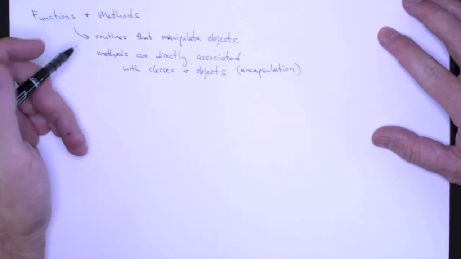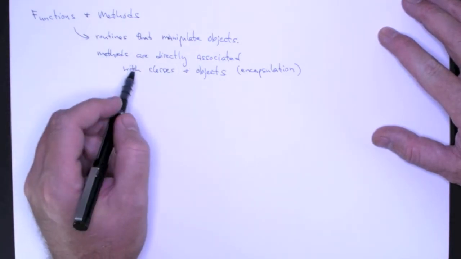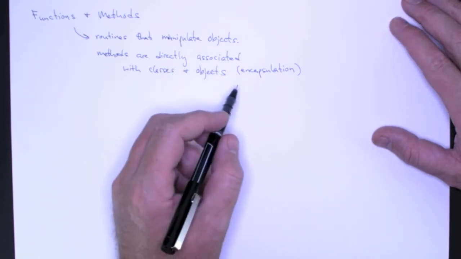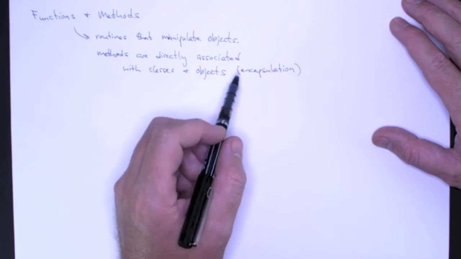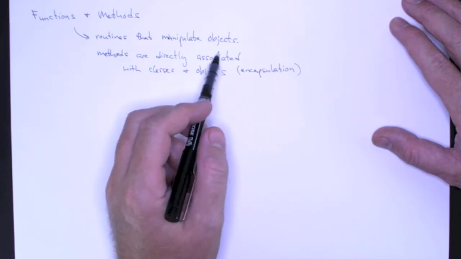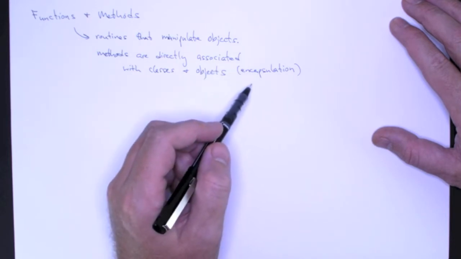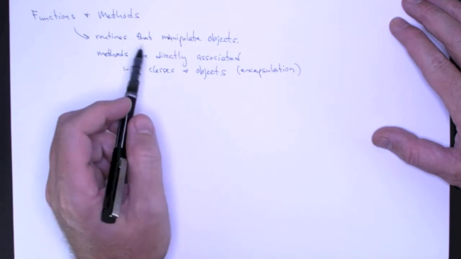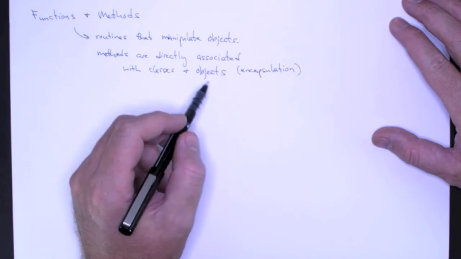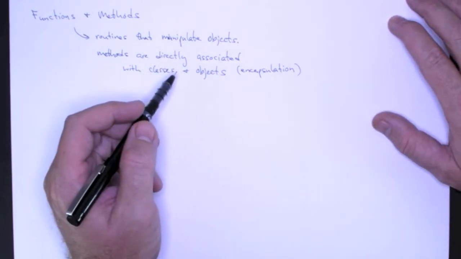But the big difference between a method and a function is that methods are directly associated with classes and objects. And this is one meaning of encapsulation, where we have the data that make up an object, and we also have in this class the routines or the methods that define the ways in which we can manipulate the object and its properties.